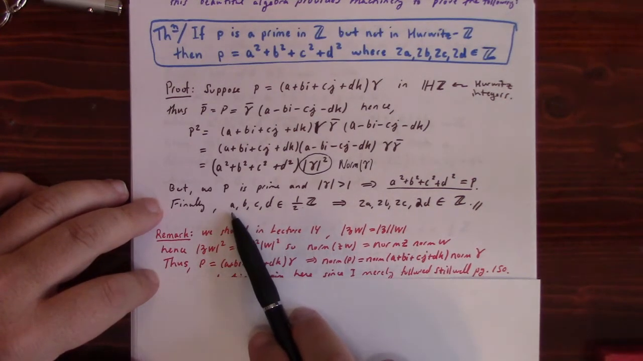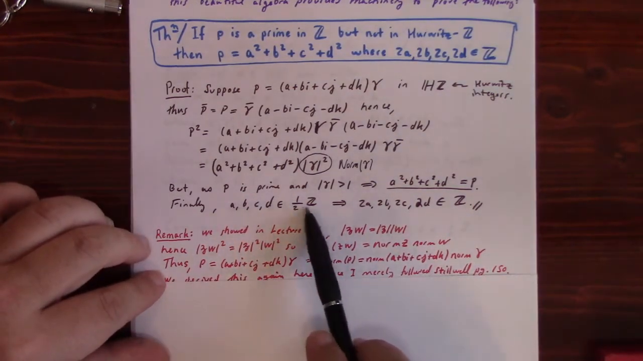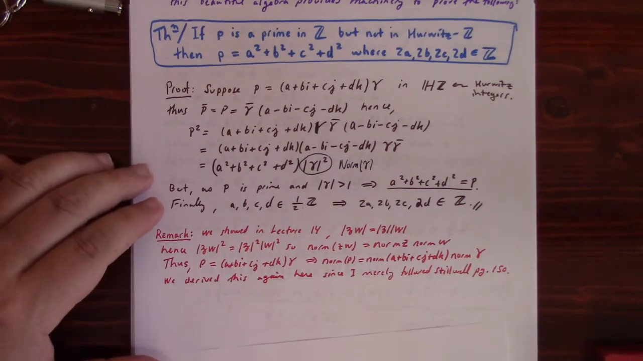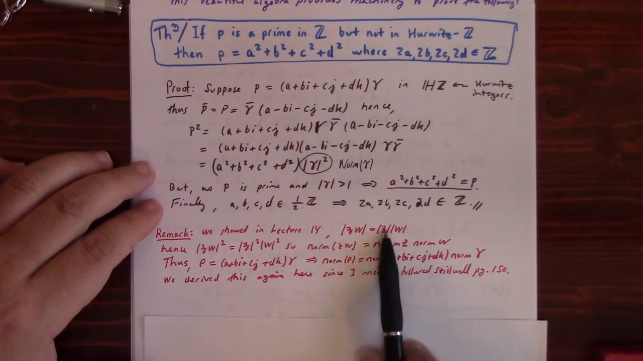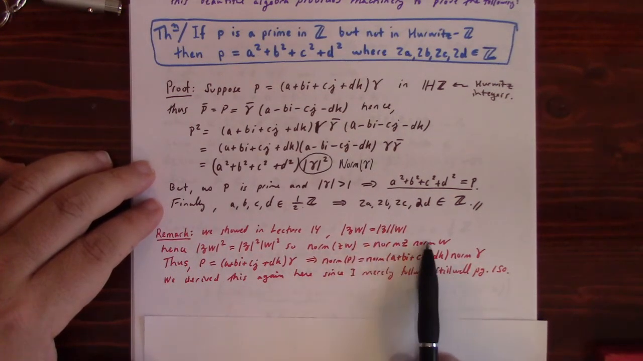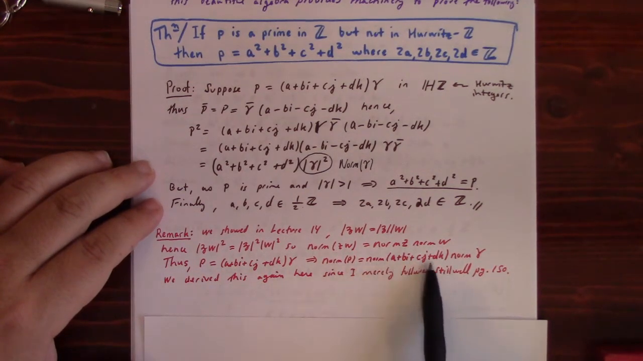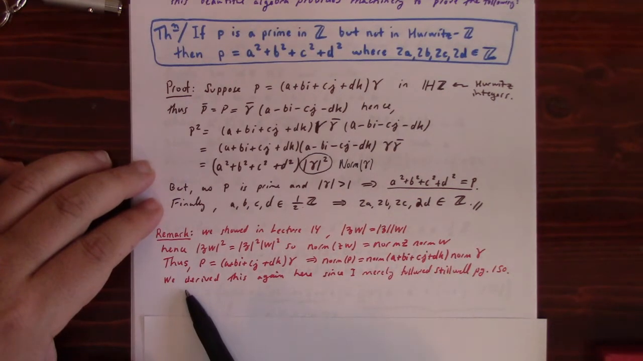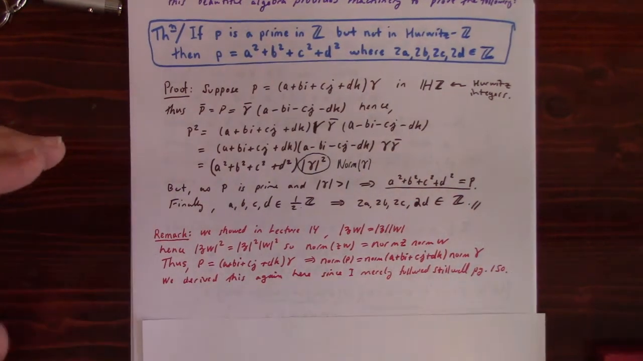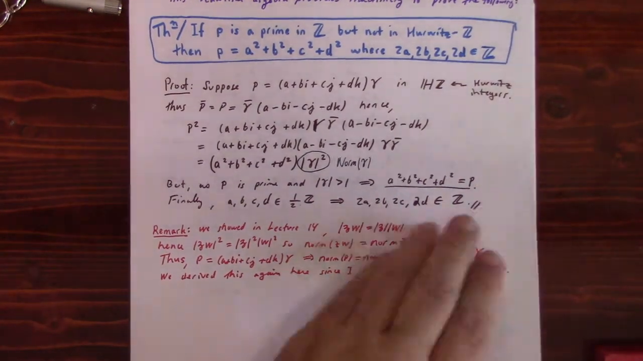And so that's the format of a Hurwitz integer: a, b, c, and d are half integers. So this is assumed by saying a plus bi plus cj plus dk is in the Hurwitz integers. All right, what's this remark down here? We showed in lecture 14 that that's true. Hence, this is true. So the norm of z times w is the norm of z times the norm of w. Thus, p equals that implies norm p is norm of this times norm gamma. We've derived this again here. Oh, okay, yeah, fine. Some of my remarks are interesting. Some of them are not.